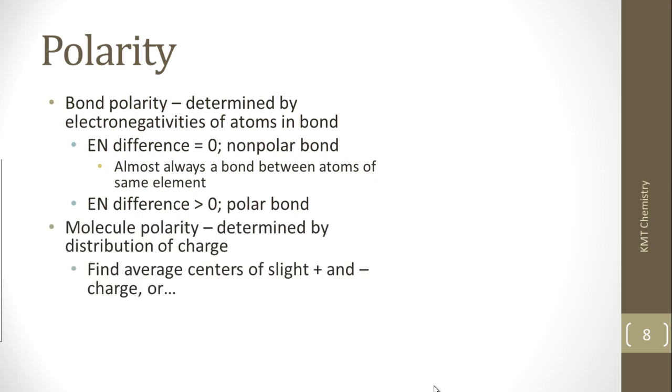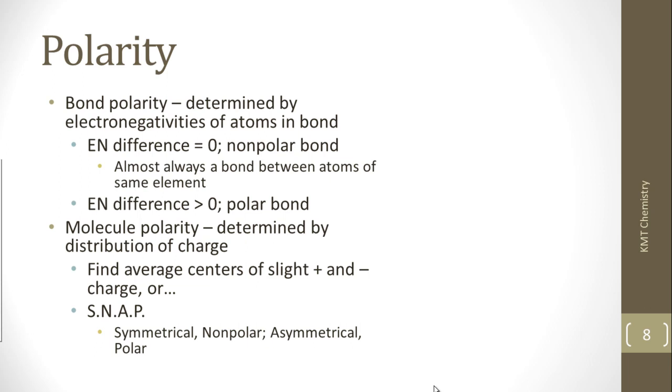Molecular polarity considers the distribution of charge over a molecule and considers all bonds together. One way to do so is to find the centers of the slight positive and the slight negative averaged out over the whole molecule, or much easier, the rule SNAP. Symmetrical molecules are nonpolar, asymmetrical molecules are polar. Any line of asymmetry that can be drawn down a bond makes the molecule polar.